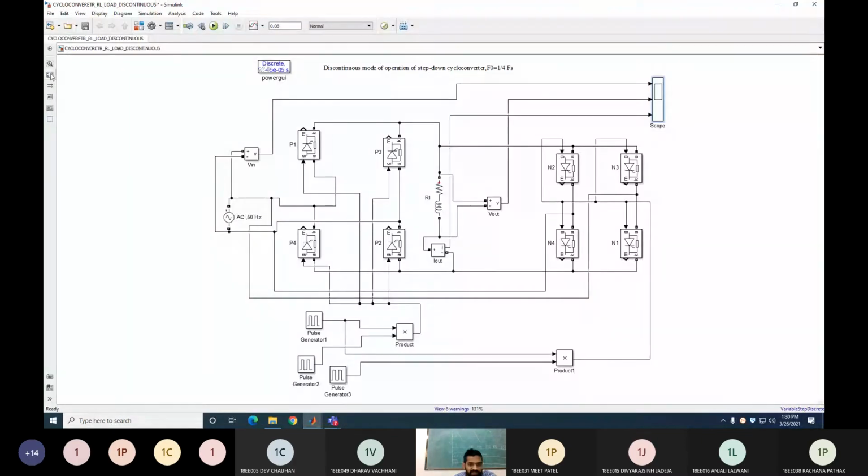Now the third simulation is what we have already learned in today's lecture. RL load with firing delay, step down cycloconverter for discontinuous mode of operation. Discontinuous mode of operation means that the load current becomes 0 for a particular period of time. It does not remain continuous. So that's why it is called the discontinuous mode of operation.